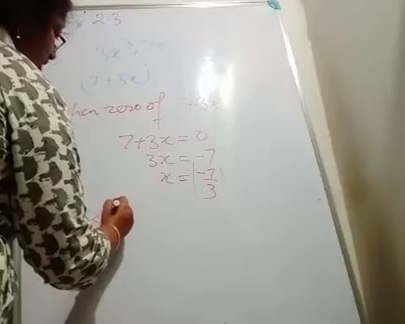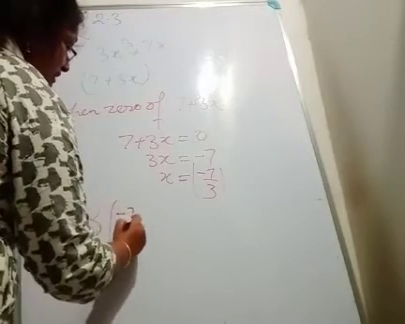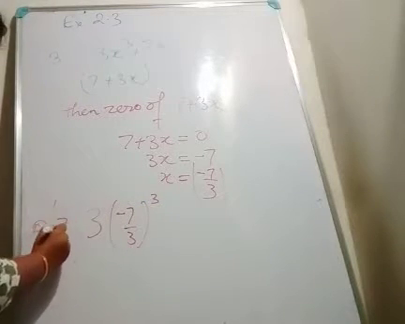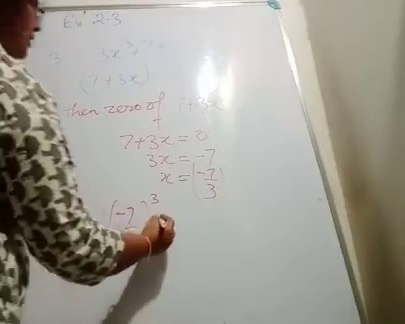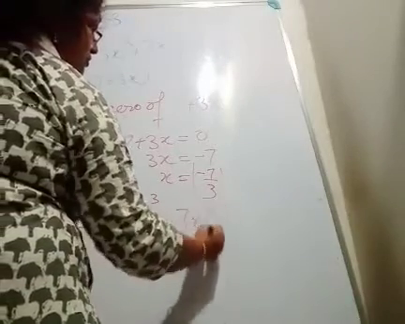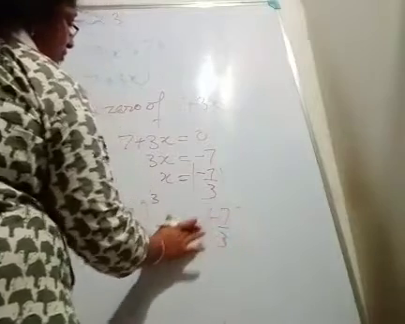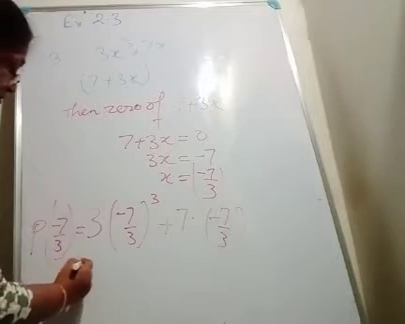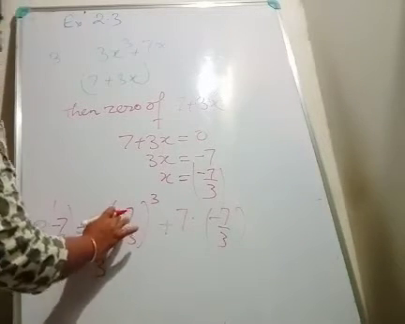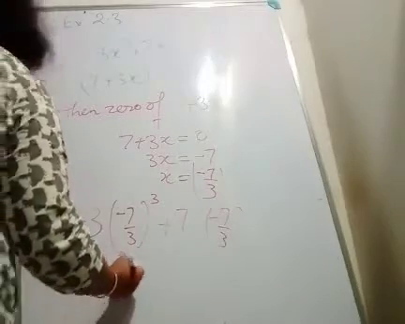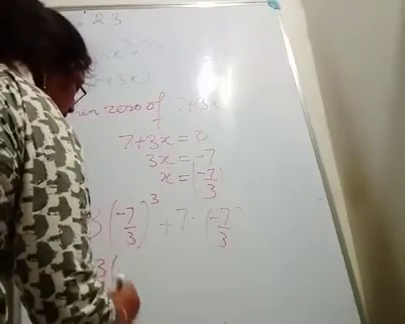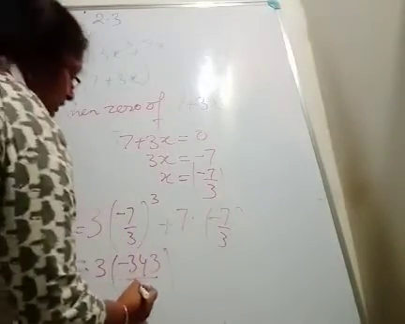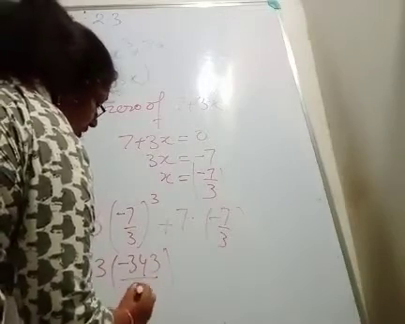So write 3x cube. So write 3 into minus 7 by 3 whole cube. Okay students. Then write 7 into minus 7 by 3. Here I am putting the value of x equal to minus 7 by 3. So now simplify it. If I multiply minus 7 three times, what will I get? I will get minus 343. And if I multiply 3 three times, what will I get? I will get 27. Okay students.